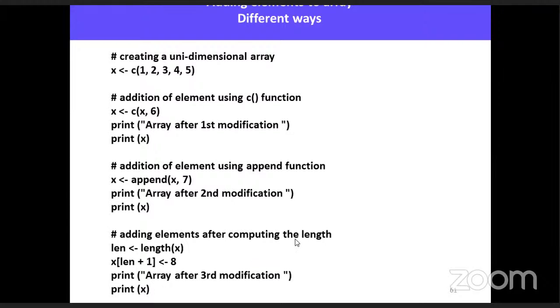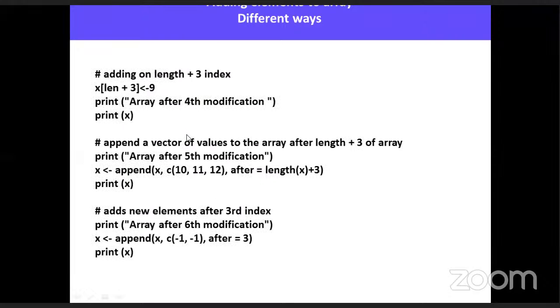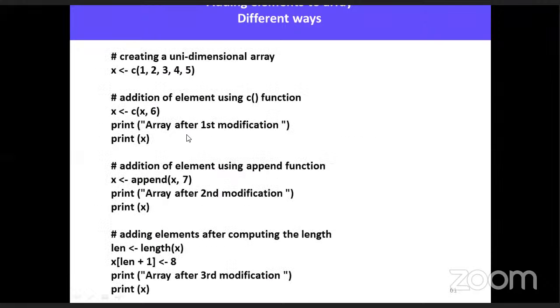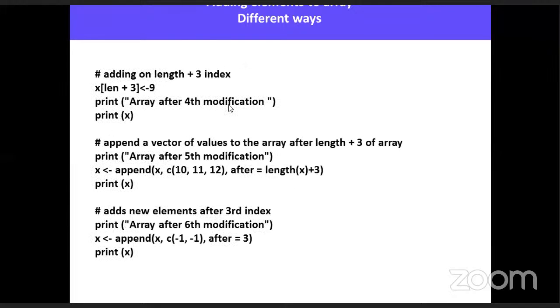We can add elements. As I told you, in the vector I have 1, 2, 3, 4, 5. Here I'm adding an element, a 6, as the first modification. After this we'll have 1, 2, 3, 4, 5, 6. Second modification: using append we can do the same thing. I'm using 7, so once I print x, we'll have 1 to 7 in the vector. Then using length, third modification, length plus 1, that is 8. So we can do it like that also. We have different methods to do this in an array.